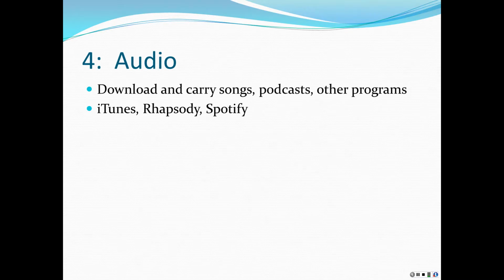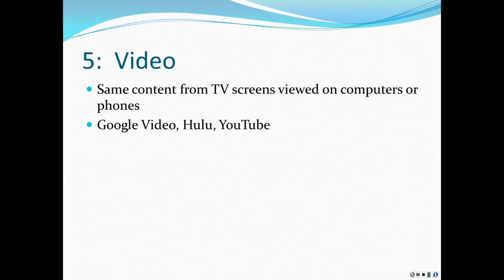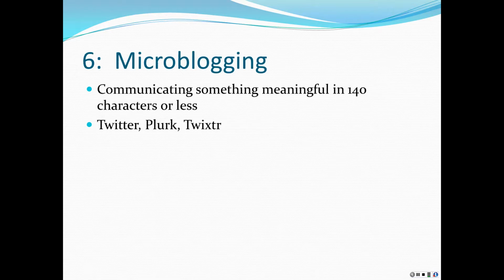Next we have audio, and this gives you the ability to download and carry things like songs and podcasts. So examples of tools in this category would be iTunes, Rhapsody, maybe even Spotify. The next category would be video, and this allows you to share the same kind of content that you have on your TV screen and view it over computers or mobile phones. So sites like Google Video, Hulu, and YouTube are probably some of the more popular video sharing sites.